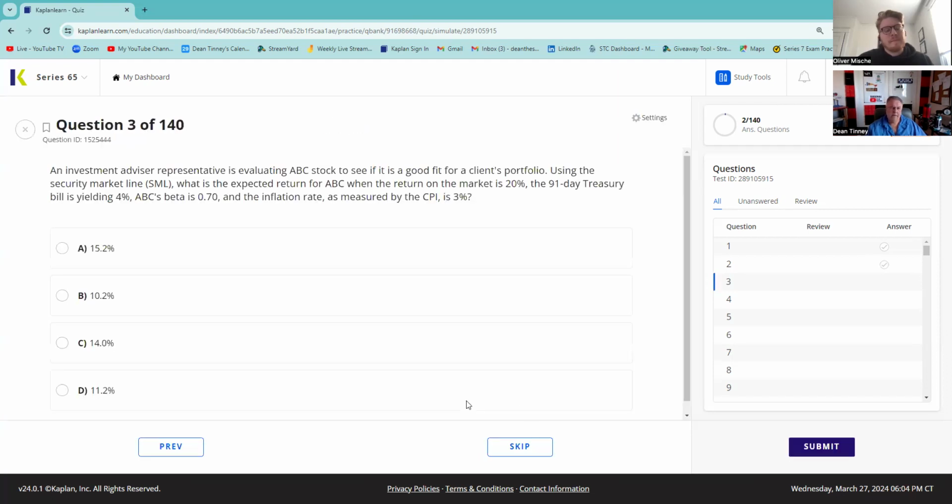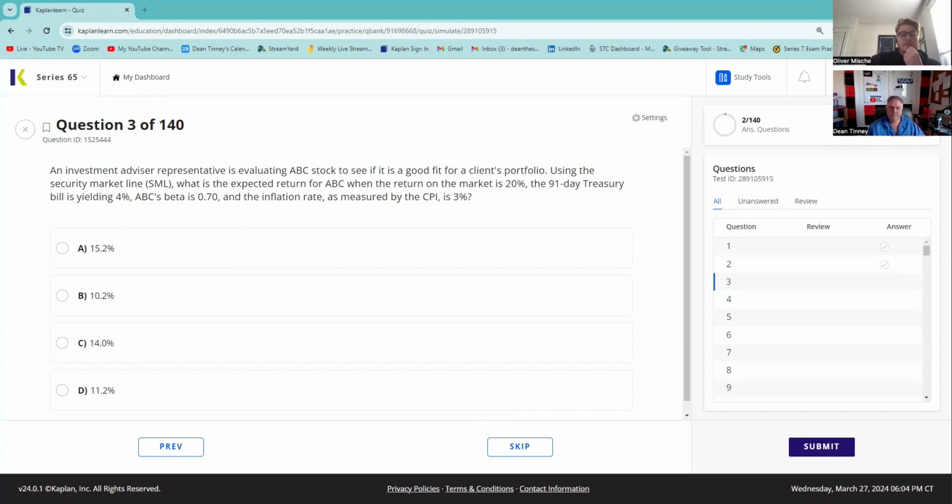An investment advisor is evaluating ABC stock to see if it's a fit for the client's portfolio. Using the security market line, what is the expected return for ABC when the return on the market is 20%, the 91-day Treasury bill is 4%, the beta is 0.70, and the inflation is 3%. Every question is only worth 1 point. One of the challenges is to read the question and decide, is there stuff in here that is not necessary to answering this question? So how would you proceed on this one?